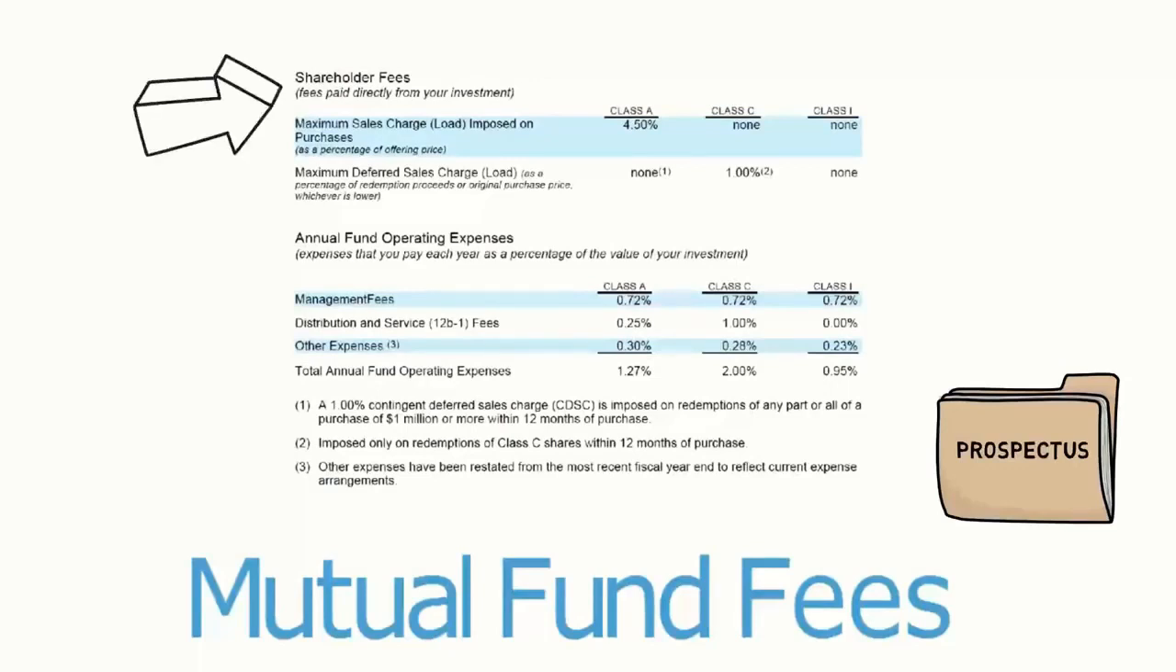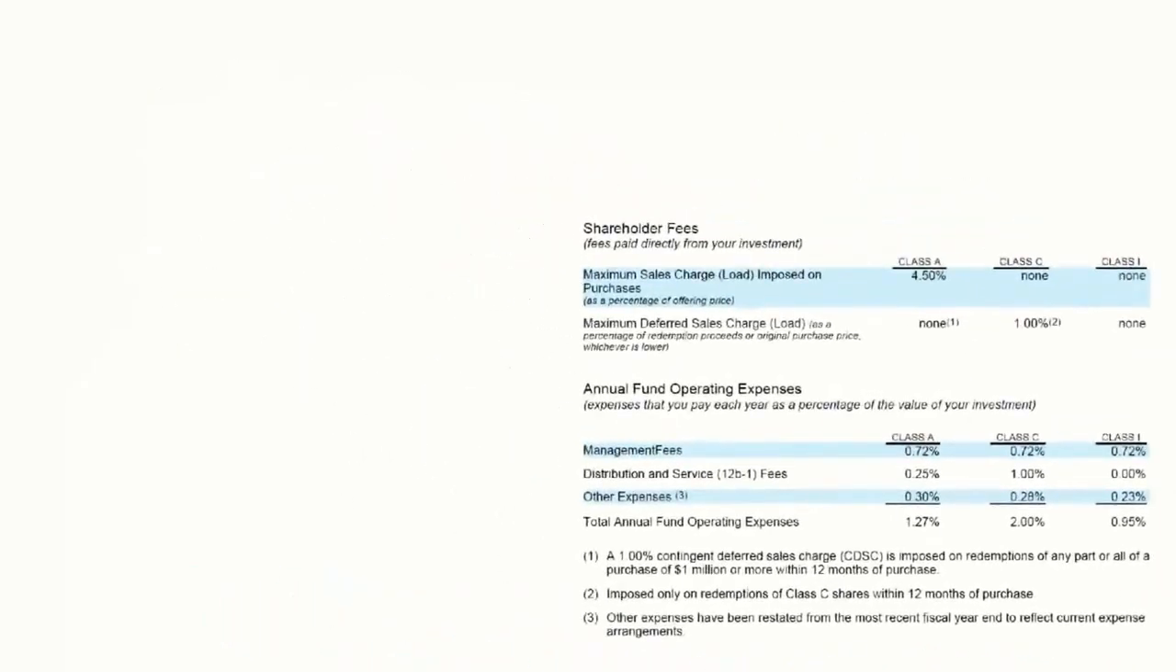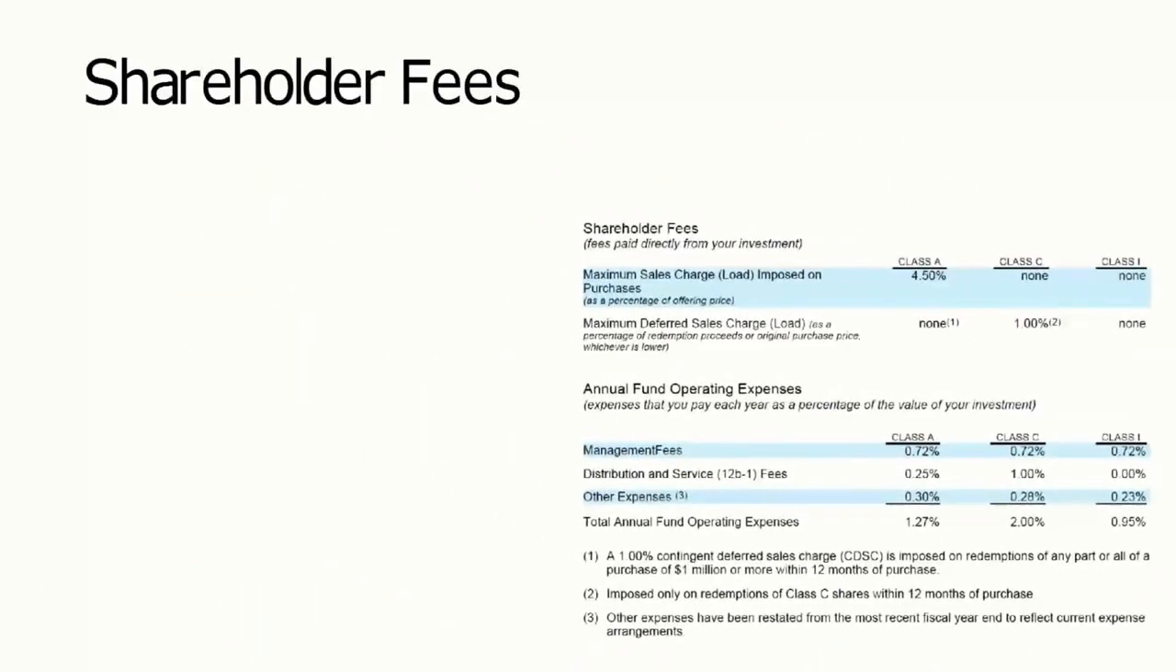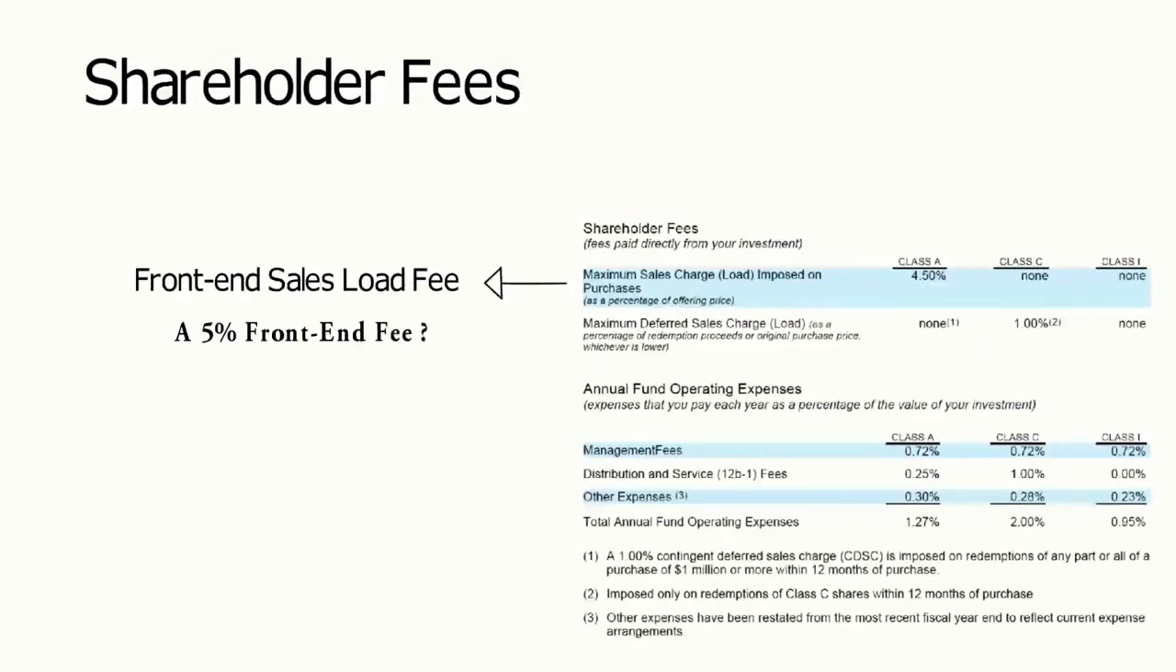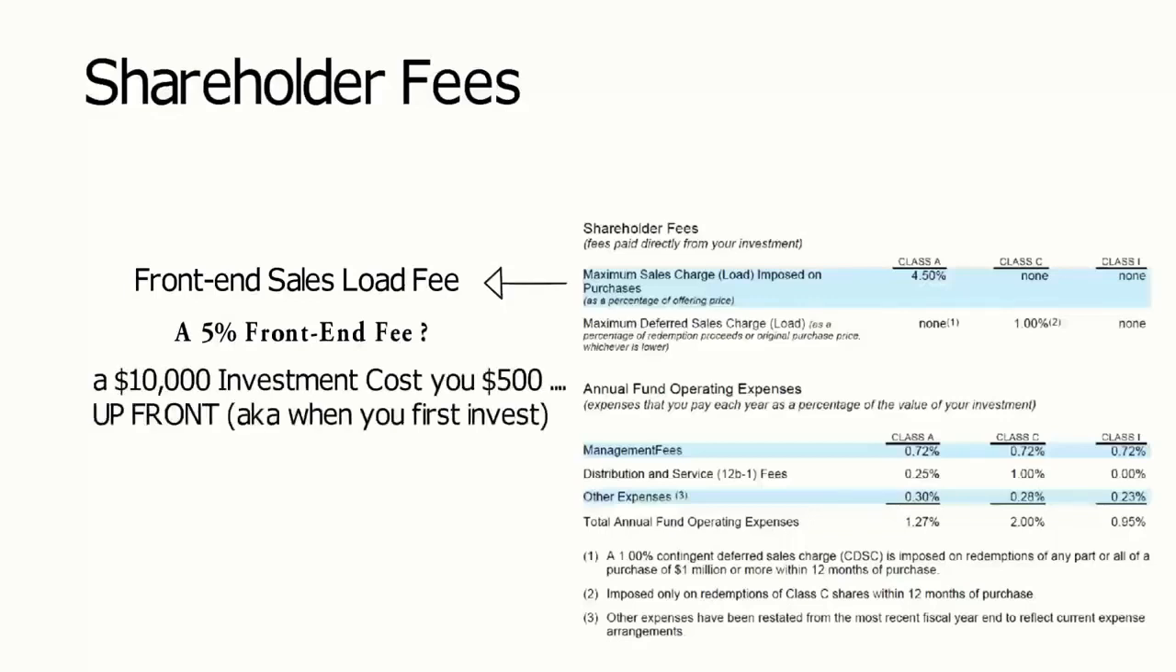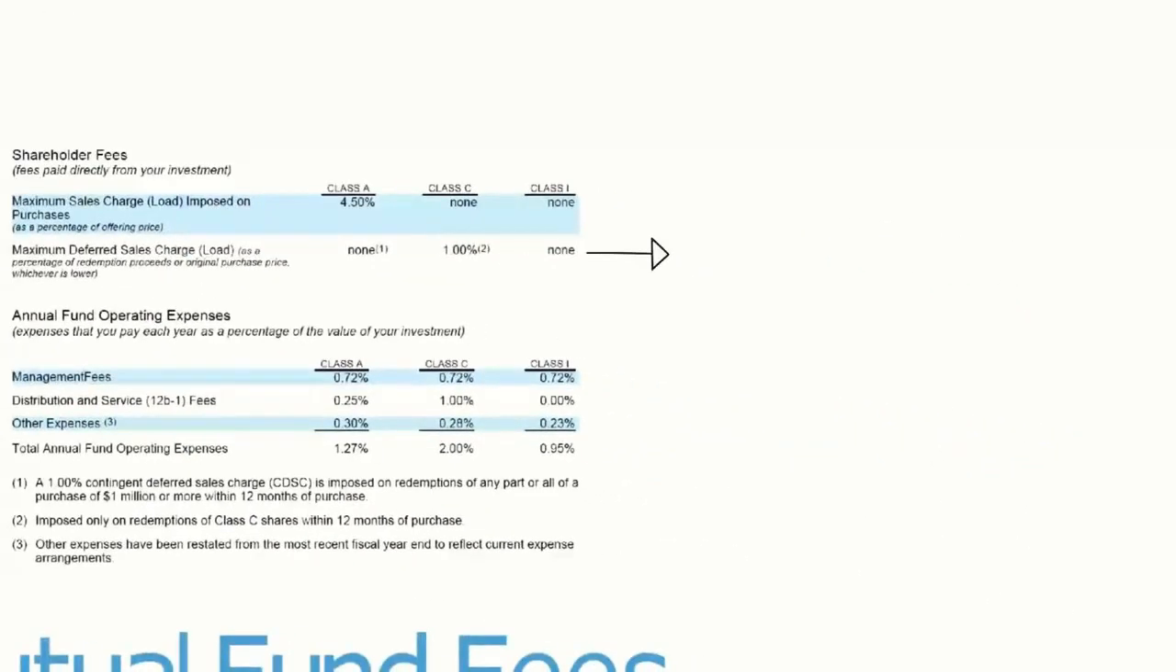There are two sections of fees: shareholder fees and operating fees. In the shareholder fee section, there's the front-end load fee. This is when you pay a fee when you invest in a fund. If there's a 5% front-end sales load fee, and you invest $10,000, the fund will automatically charge you $500, which is the 5%. Then there's the back-end load fee.